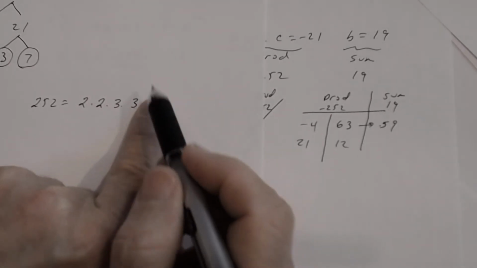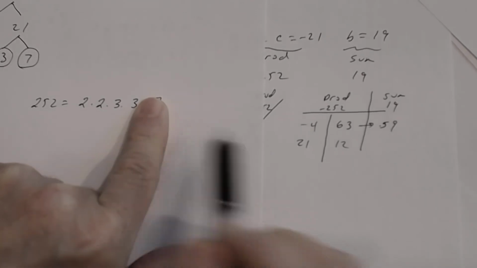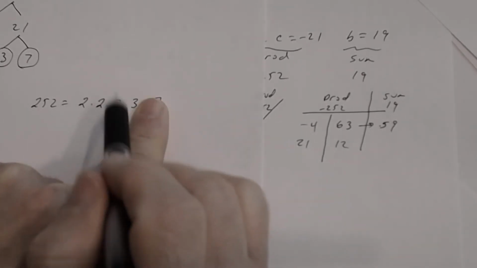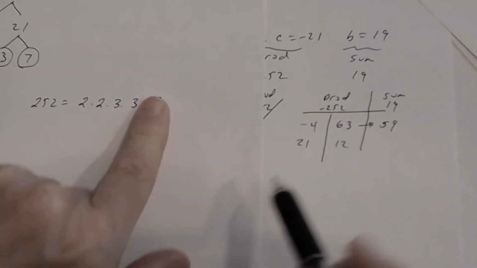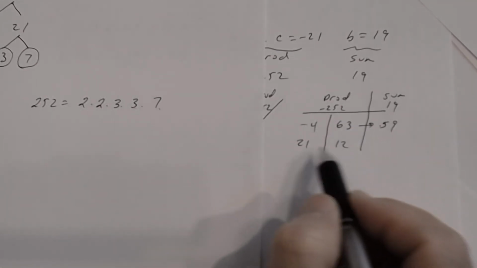So 7 times 3, there's your 21 right here. And then what's 2 times 2? 4. 4 times 3 is 12. So 21 times 12 gives me 252. But I need this to be negative, so one of these has to be negative.